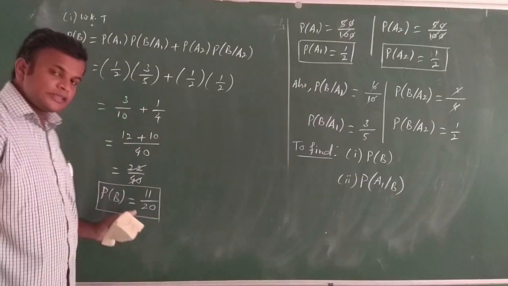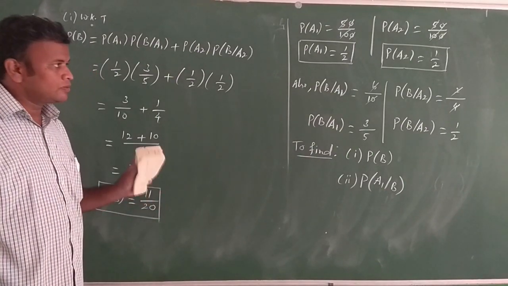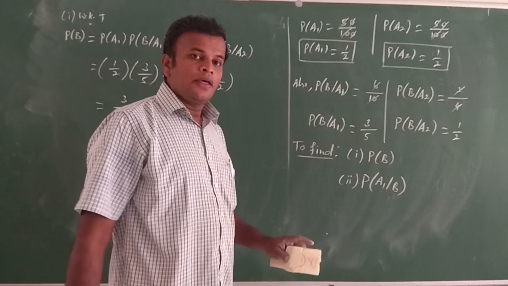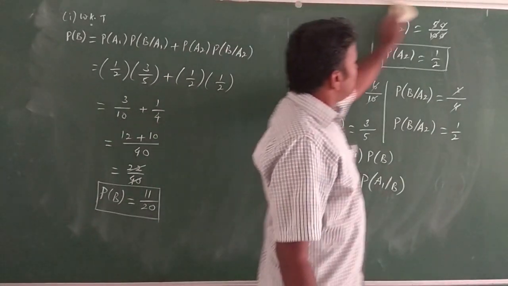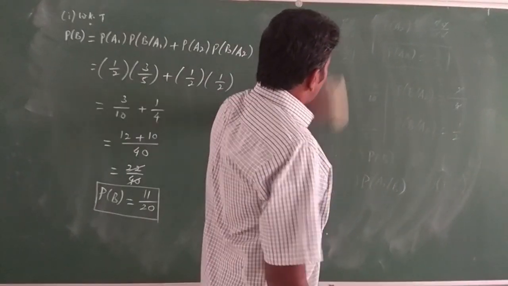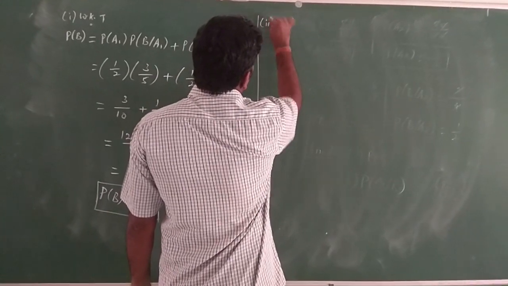So the first answer is over. The total probability of the event is 11 by 20. So the first submission is over. Now we move to the second submission. What is the second submission? P of A1 by B, with all the values known, I write it here.